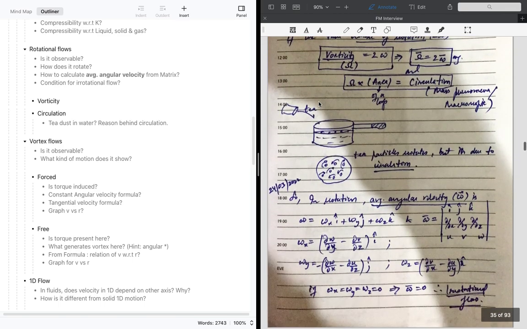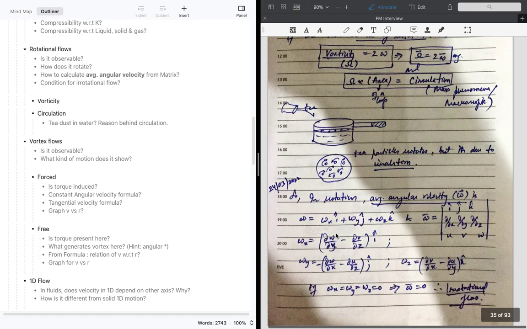Where is it? Here. From this matrix calculation, we can actually find the average angular velocity. The condition for irrotational flow, as discussed, should be zero. So in this, there are two main phenomena: vorticity and circulation, as we have seen, the T test in the water, and the reason behind circulation, as mentioned earlier.